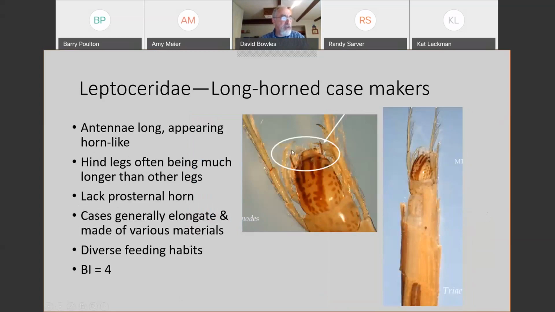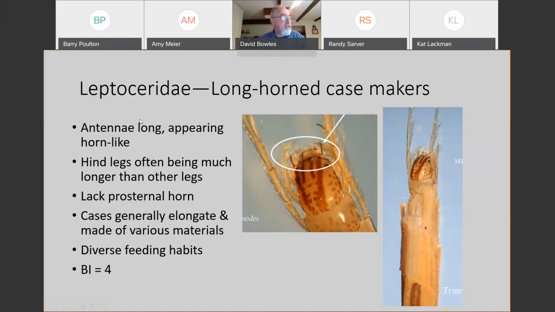This is a photograph that shows the antennae. It almost looks like a leg sticking up there. You see, it's probably pushing half the length of the head. So they're very obvious. Even with a hand lens, you can see these things. And their hind legs are often much longer, sometimes twice as long as the front 2 pairs of legs. And they have diverse feeding habits. Name it, and they do it. Some are predators, some are shredders, some are scrapers, whatnot.